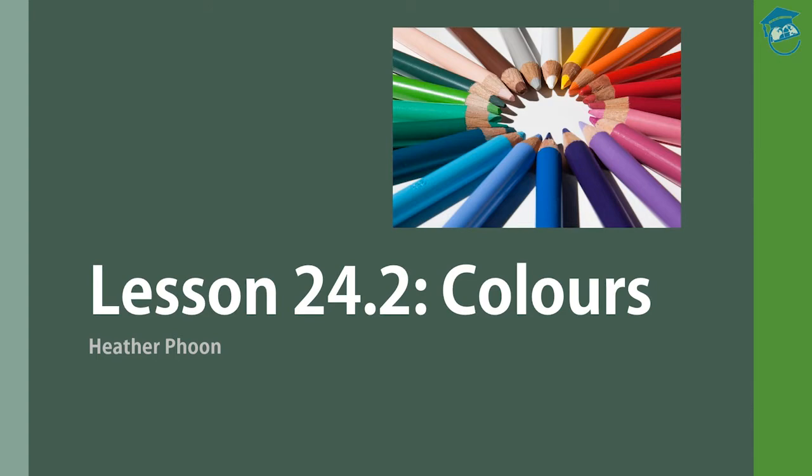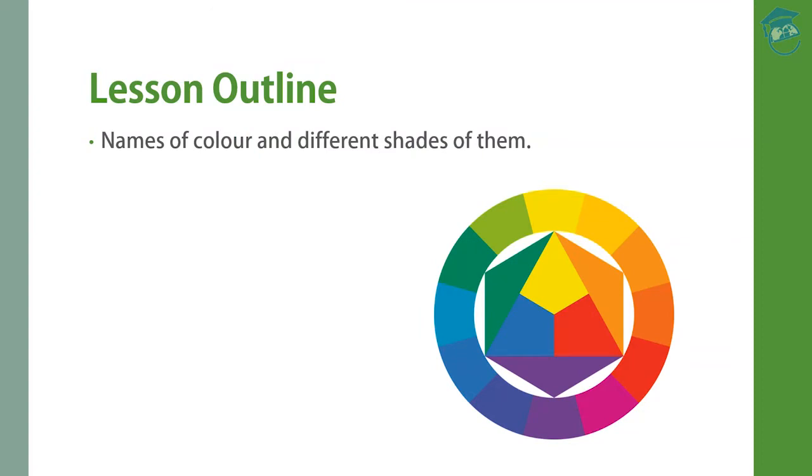We are now at lesson 24.2, where we'll talk about colors. This is just a supplementary class for what we have learned in the previous lesson. In the previous lesson, we learned about tea and the many different types of tea, and from there we also encountered a number of colors. So now let's look at colors in depth and learn the names of colors and different shades of them.